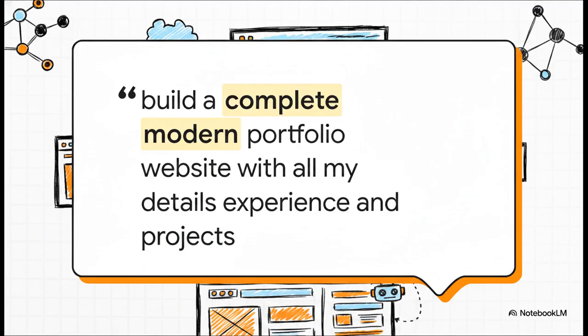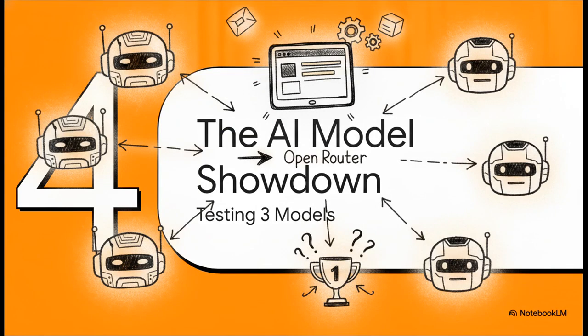I've attached my resume. Use it to build a complete modern portfolio website with all my details, experience, and projects pulled directly from it. Make it look and feel like a professional design portfolio with a polished UI and a strong hero section. Notice how incredibly simple that is? We kept it super basic on purpose, just to see what the AI would decide to do entirely on its own.